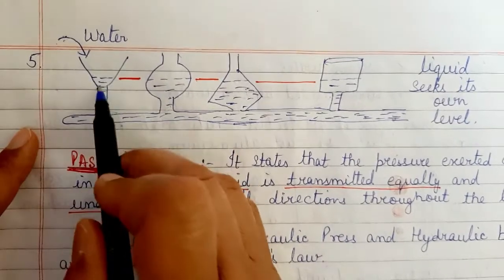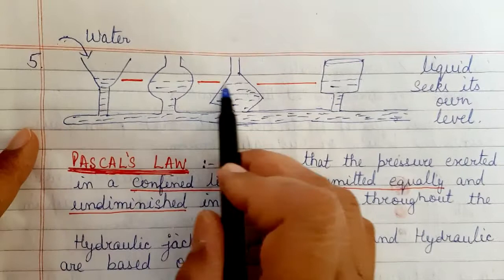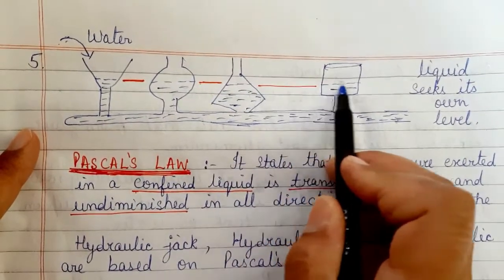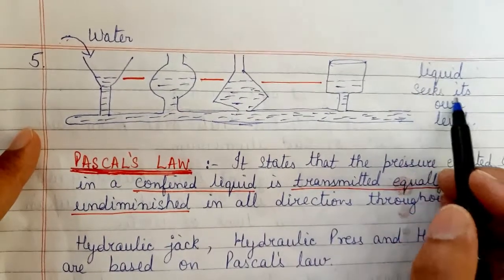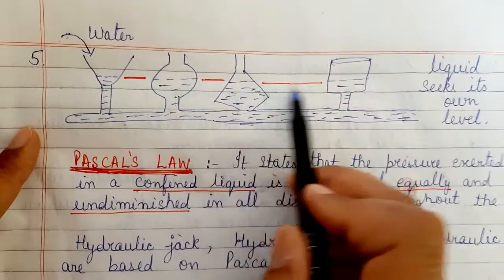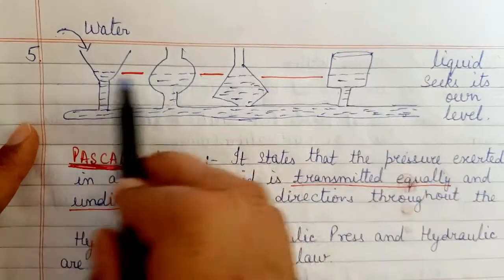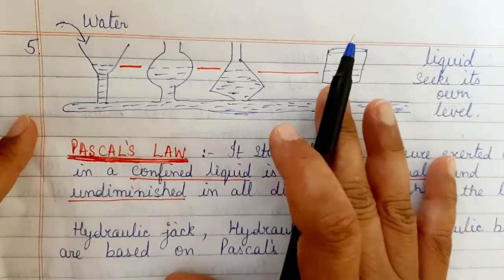And ultimately, as I keep on pouring water, after some time I will see that the water level in all the vessels will be at the same point. So this means that the liquid seeks its own level. That is, the liquid in all the vessels, irrespective of their shapes, is at the same level. So I have discussed 5 different laws of liquid pressure.